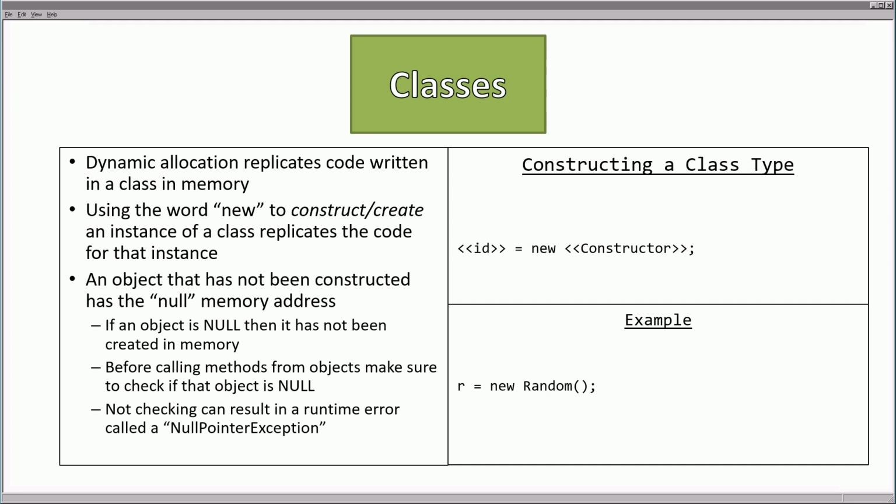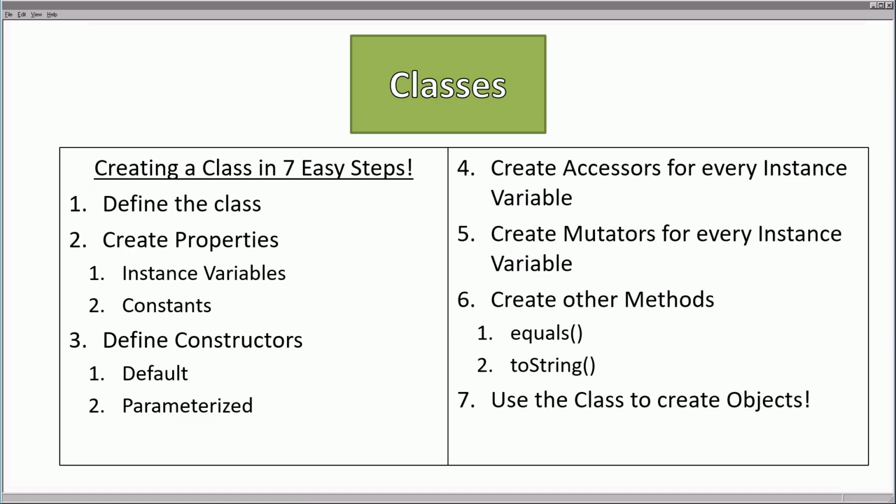We have used class types in the past, but now we need to start creating our own. In order to make this simple, here's how you can create a class in 7 easy steps. First, define the class. Second, create its properties, instance variables, constants. Third, define the constructors, usually a default and parameterized constructor. 4, create accessors for every instance variable. 5, create mutators for every instance variable. 6, create the other methods like equals and toString. And 7, use the class to create instances that we call objects.